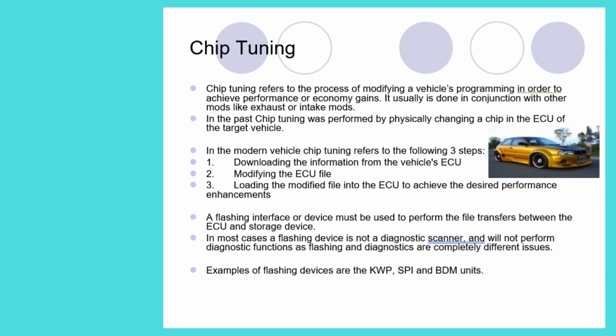In the modern vehicle, chip tuning refers to the three following steps: downloading the information from the vehicle's ECU, modifying the ECU file, then loading the modified ECU file back into the vehicle to achieve the desired performance enhancements. A flashing interface or device must be used to perform the file transfer between the ECU and the storage device. In most cases, the flashing device is not a diagnostic scanner and will not perform diagnostic functions. Examples of flashing devices are the KWP, SPI, and BDM units.